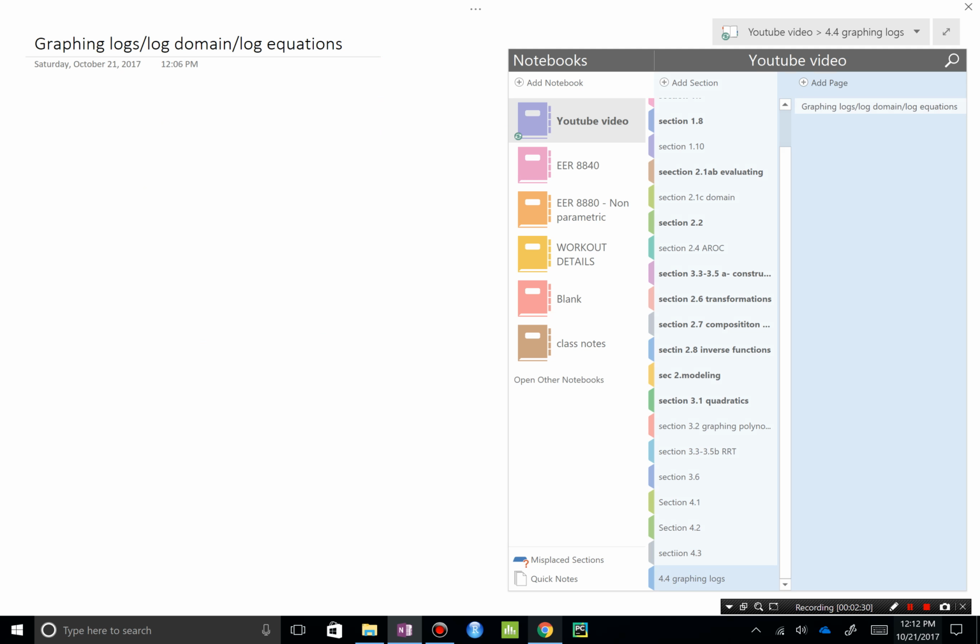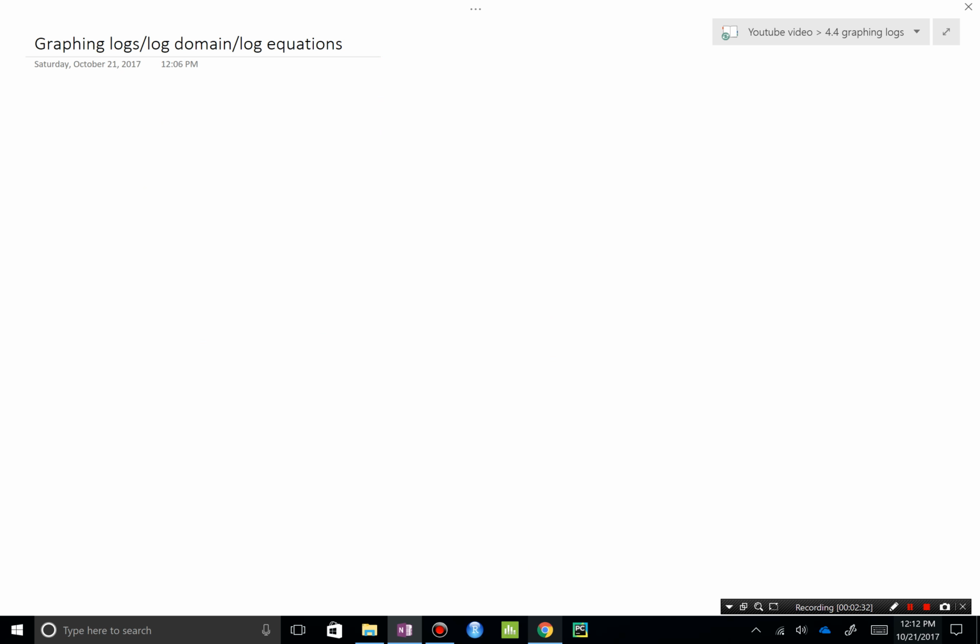So 4.4 is graphing logs, and domains of logs and log equations. They're all the same concept because they're all required. Now remember, the premise behind logarithms is we needed to find the x-intercept in an exponential function. Look at video 4.2 if you're not sure what I'm talking about. All 3 of the chapter 4 videos link together. You need to watch all of them. All right, so here we go.